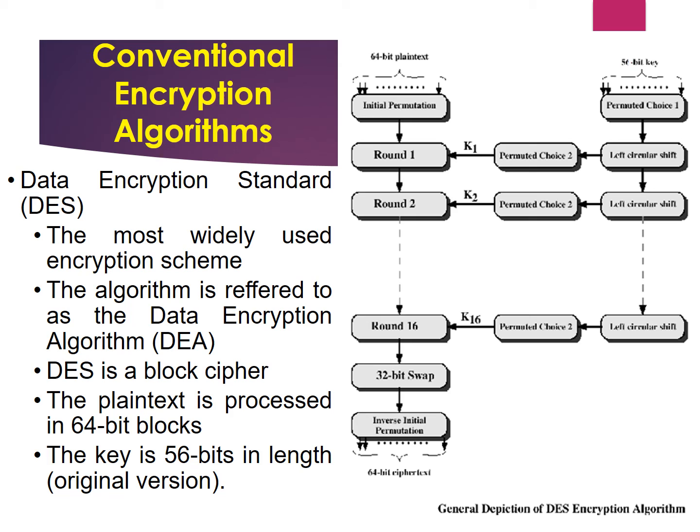Data Encryption Standard, the most widely used encryption scheme, is a conventional encryption algorithm. The algorithm is referred to as the Data Encryption Algorithm. DES is a block cipher. The plain text is processed in 64-bit blocks. The key is 56 bits in length in the original version.